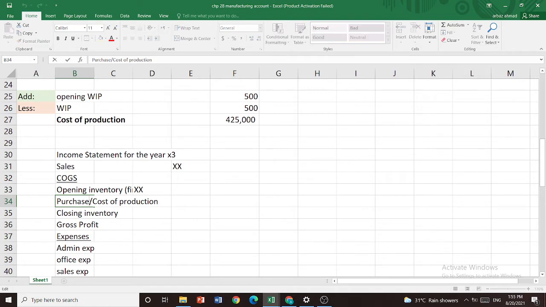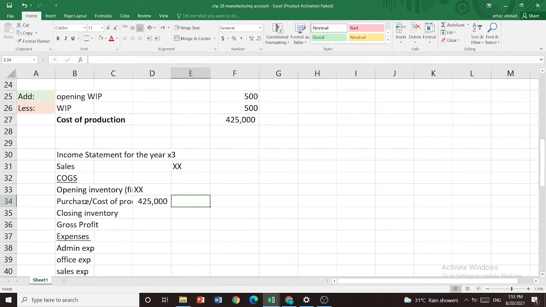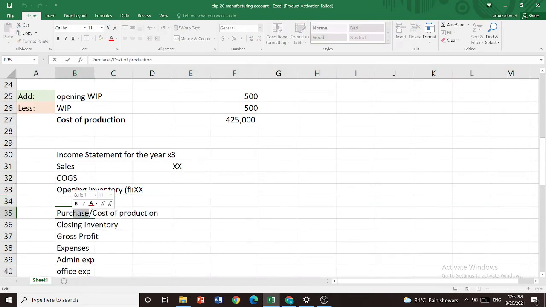Now you can have purchase. There are a few circumstances where the company's machinery is not working and you want more products, more items, so you will purchase the finished goods so you can sell them at a higher price. So you can have a different section for this. For example, you can have purchase also and you can have cost of production also, but it is not necessary you have this in all questions. This one is just an exception.